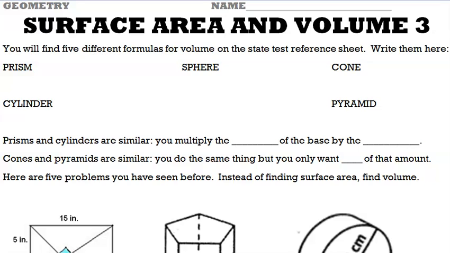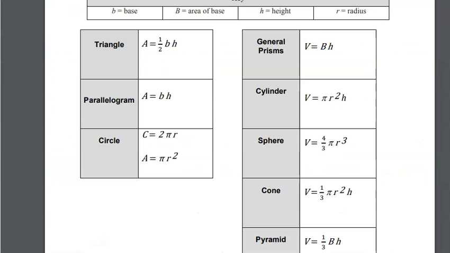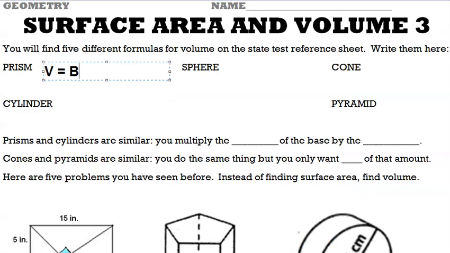First, we're just going to write down the formulas as you see them. So for a prism, the volume of a general prism, that means any prism, according to the formula sheet, is big B times H. Now, when we start talking about big B, you should know that big B is the area of the base. So that's a big key here as we go. Big B means the area of the base.